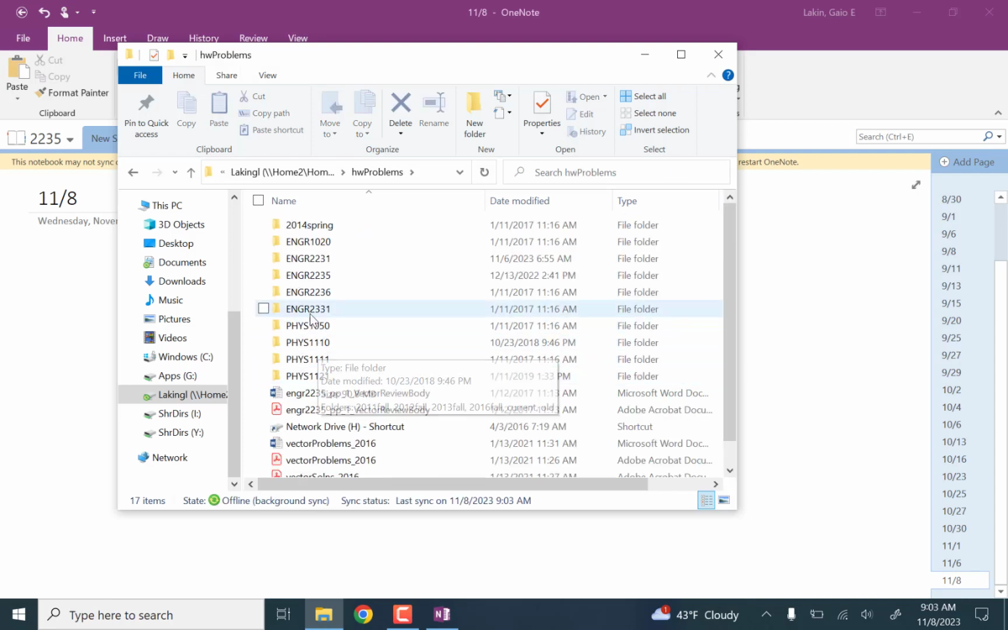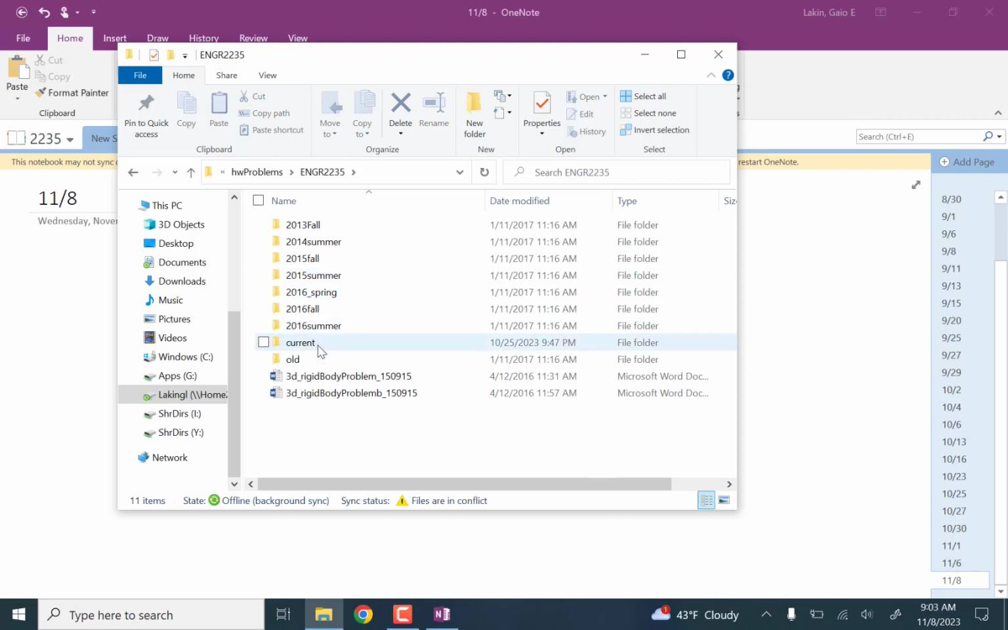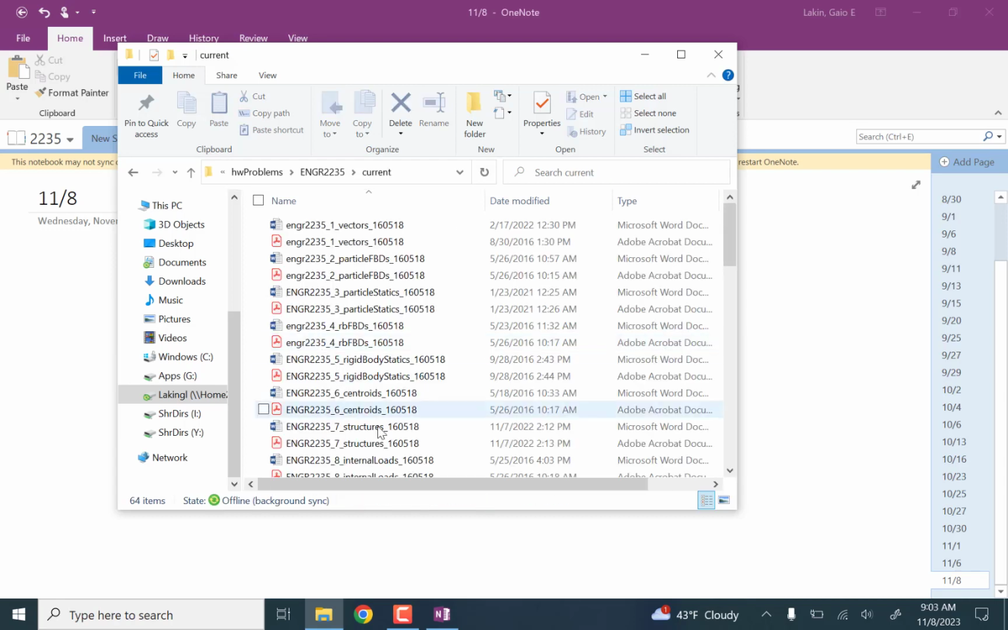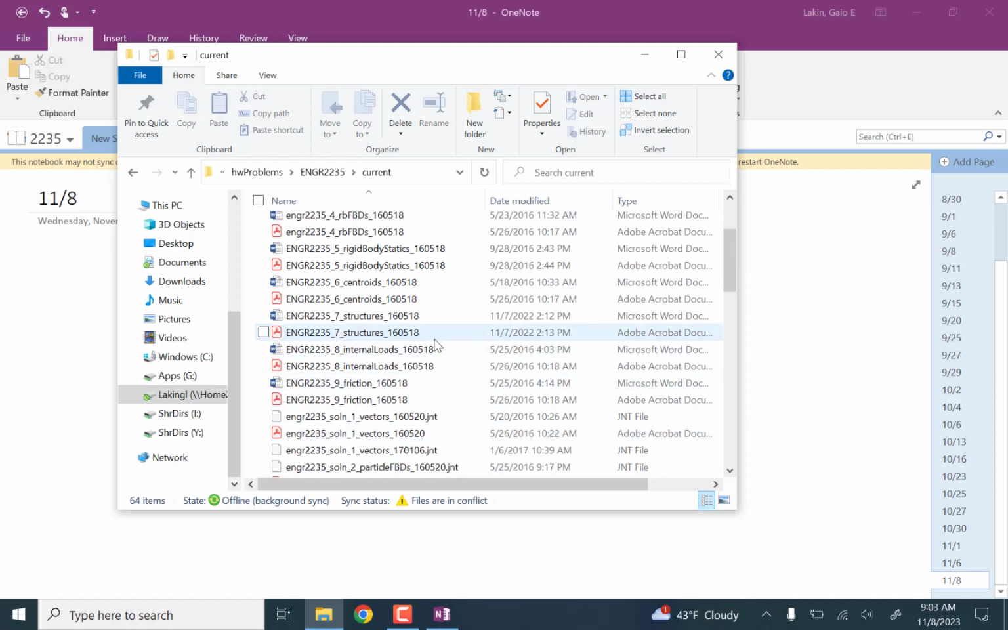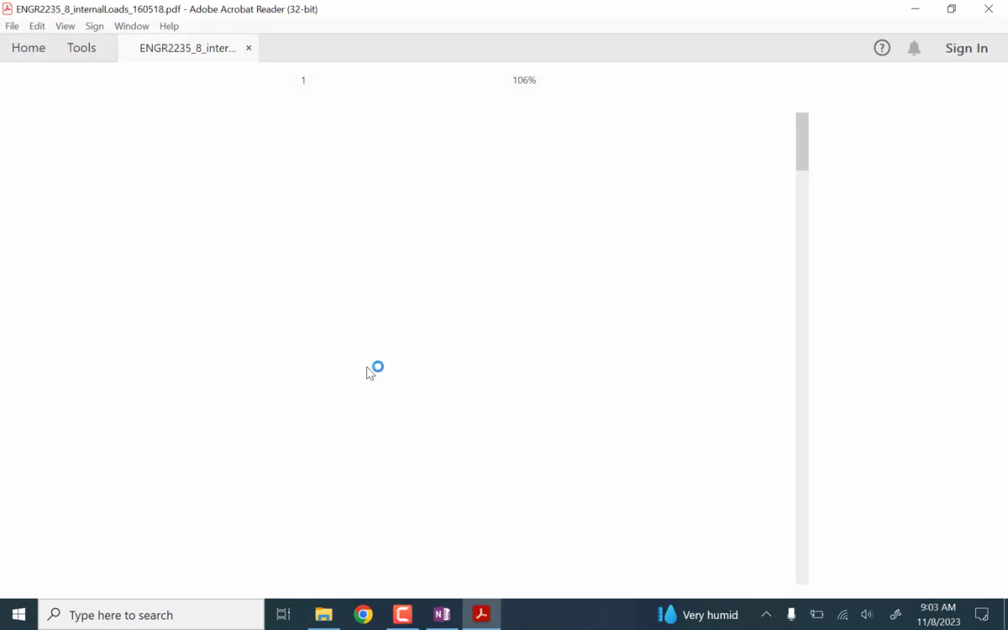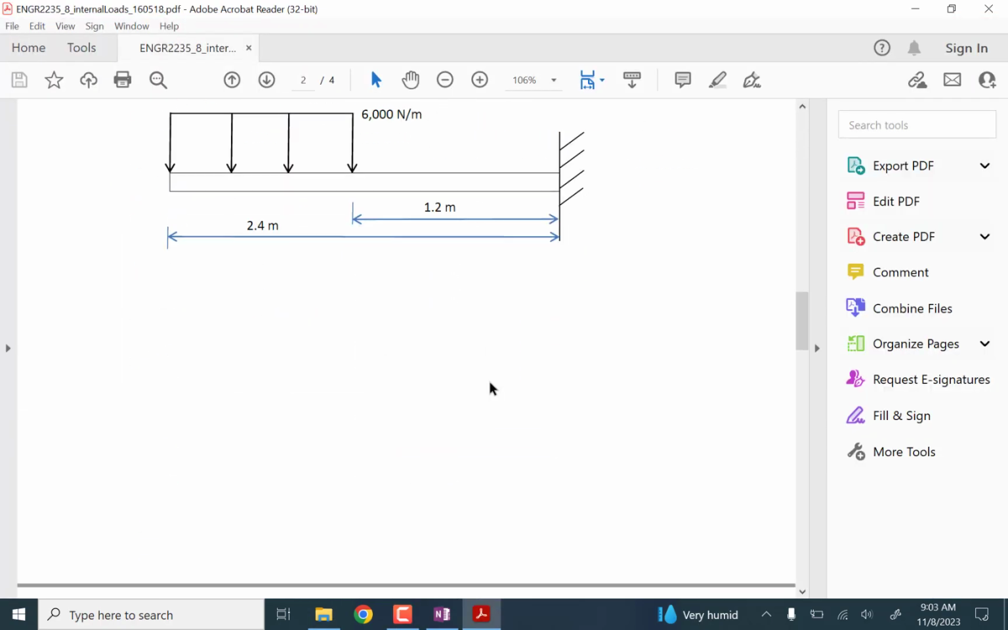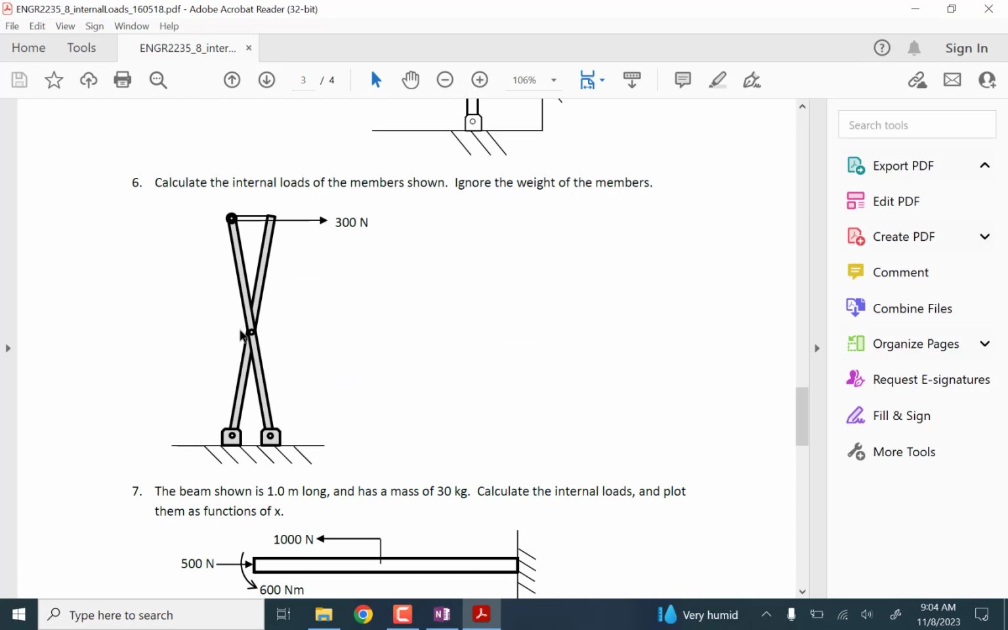Yeah. So I'll tell you right now. The pulley itself has some radius. Okay, internal loads. So here are the problems, and it's this one.